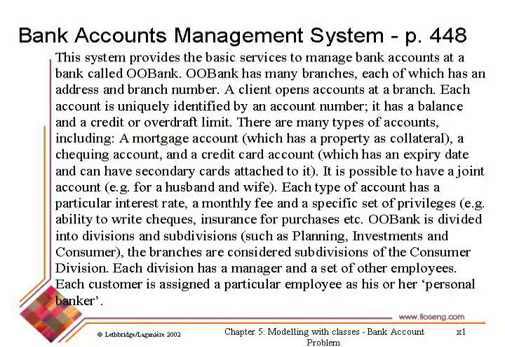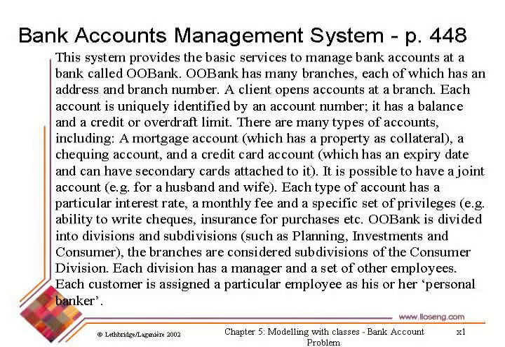Okay, so the problem says bank account management system, and it says the system provides basic services to manage bank accounts at a certain bank. It's got many branches, each having an address and a branch number. It says a client opens an account at the branch, and each account is uniquely identified by an account number, has a balance and a credit or overdraft limit. Then the next sentence goes on to say there are many types of accounts, including mortgage account, checking account, credit card account with different properties.